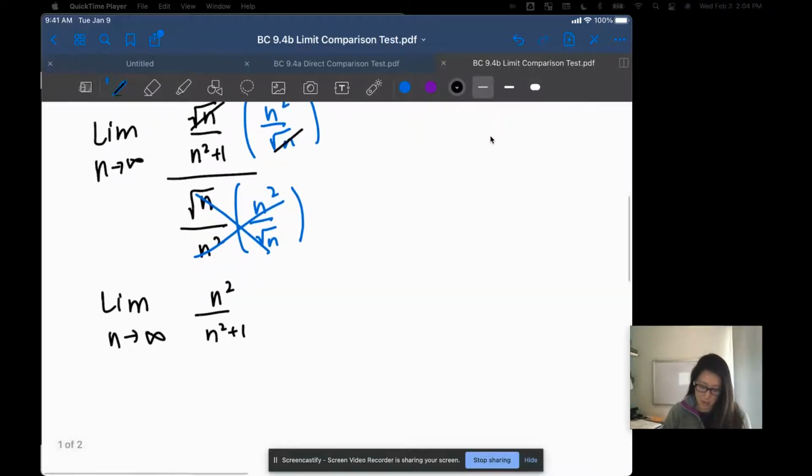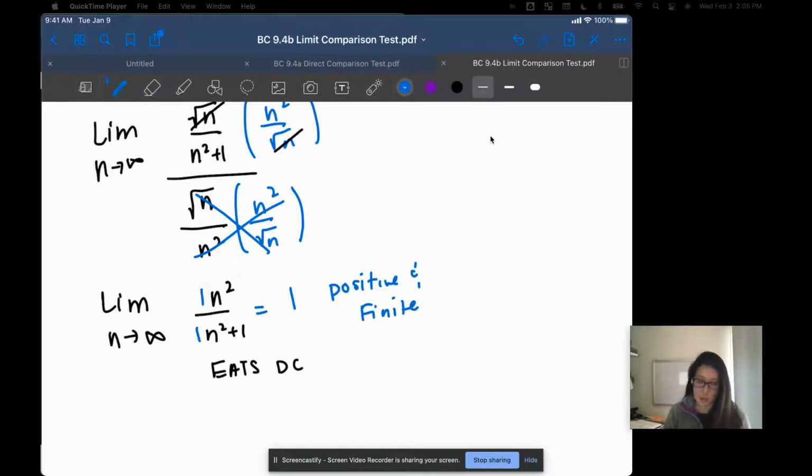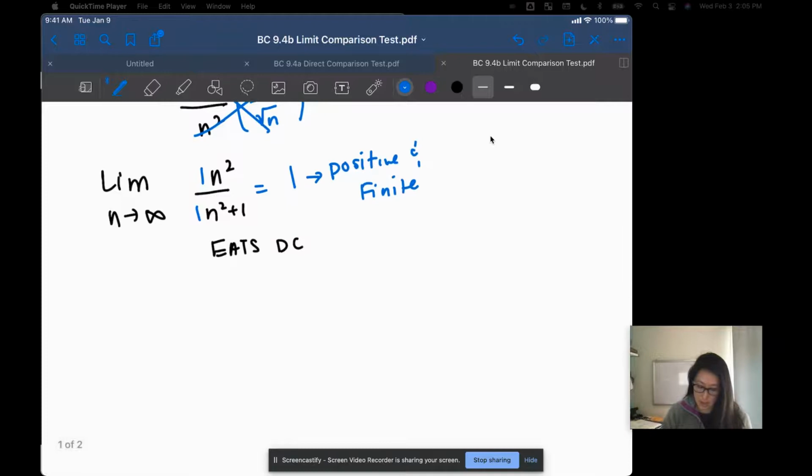Whew. Okay, so this is an end-behavior situation. The degree of the numerator is the same as the denominator, so we divide the coefficients, and we are approaching the value of 1. 1 is positive and finite. It's important: 1 is positive and finite. So we know that, you don't have to write this part, either both series converge or both diverge.